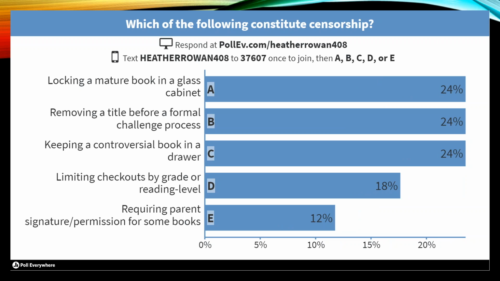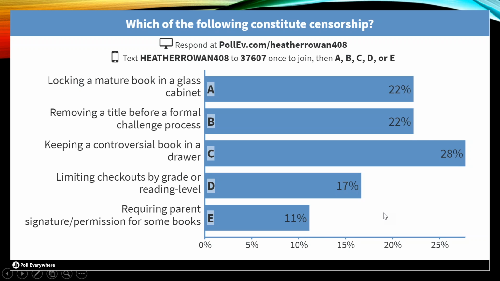Parent signature is an interesting one. This tends to be the way that a lot of middle schools manage their checkouts of Lone Star books, or elementary schools manage their checkouts of the J level Bluebonnet books that maybe teachers or librarians think are a little too grown up for their kids. So, but we agree, right? These are all censorship.